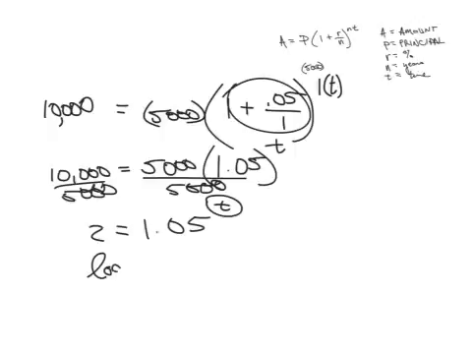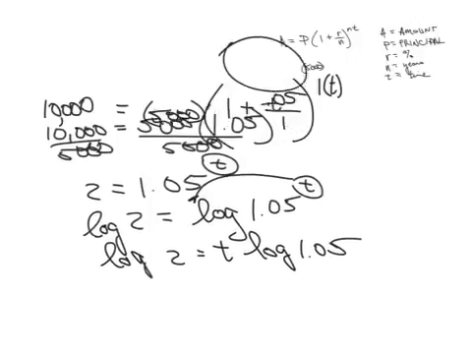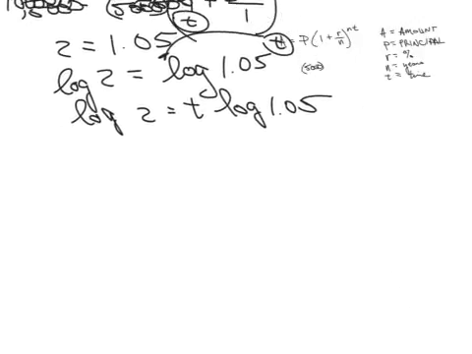I'm going to make both sides logs. Okay, now I can take that T and put it in front. The key thing here is once I have my equation, if I'm looking for my exponent, I just have to make both sides logs. Now that I have that, log 2 equals T log 1.05. So I'm going to divide both sides by the log of 1.05.